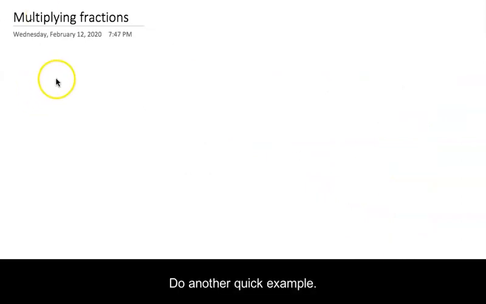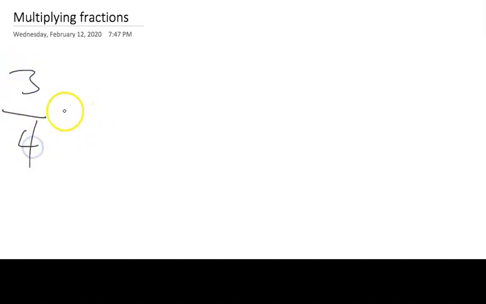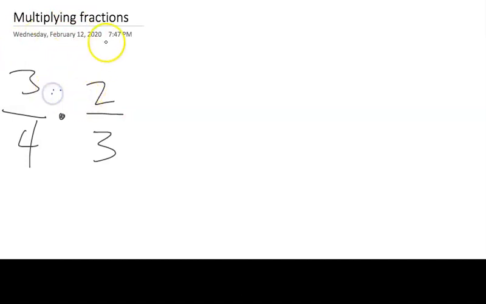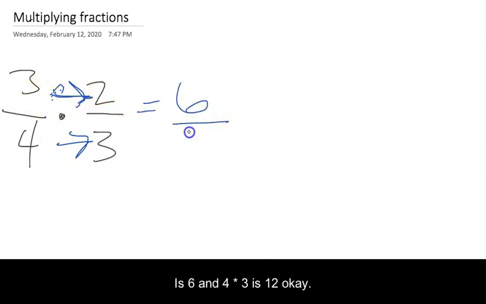Do another quick example. We're going to go 3/4 times 2/3. Okay, so again, we just multiply straight across. Multiply straight across. So 3 times 2 is 6, and 4 times 3 is 12.